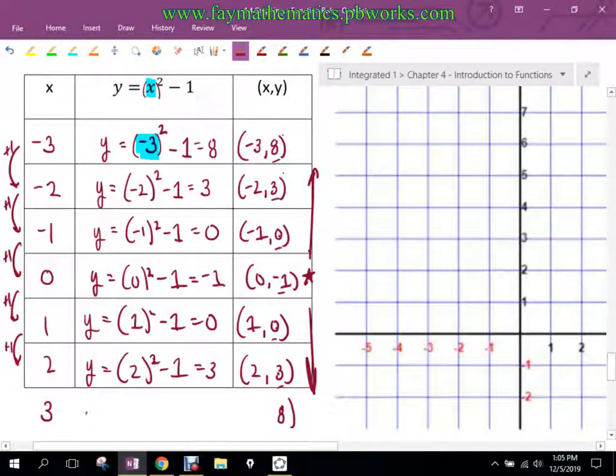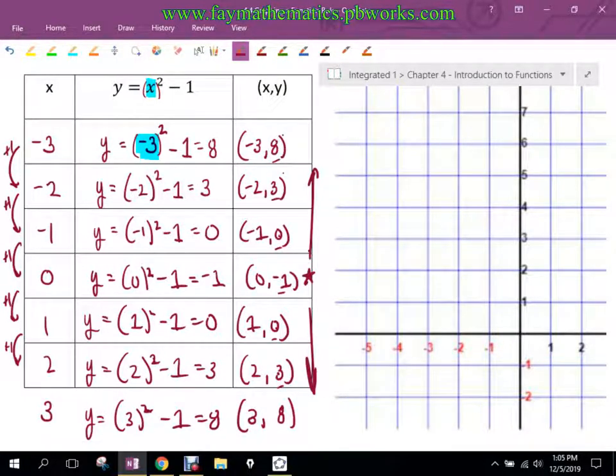If you actually evaluate here, what's 3 squared? 9 minus 1 is 8. So when I add 3, it goes with 8. So there's a pattern there that's happening with your y. Okay? Now, it's not a linear pattern. Okay? We call it a quadratic pattern. But let's look at graphing these and see what happens.